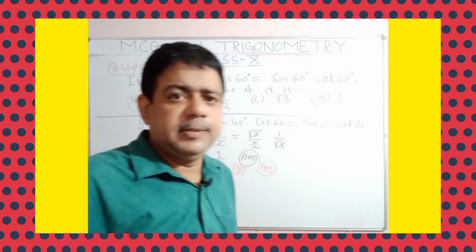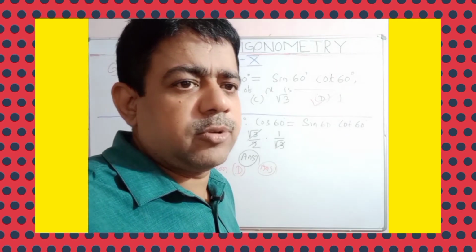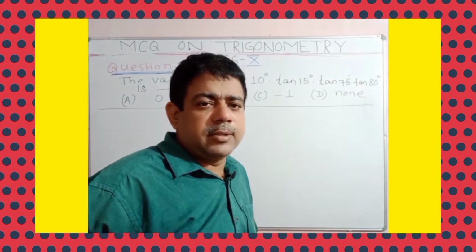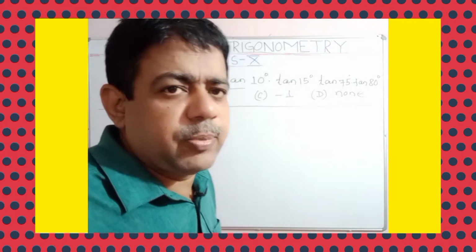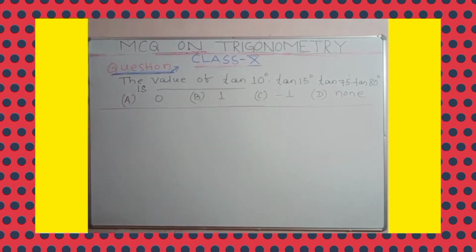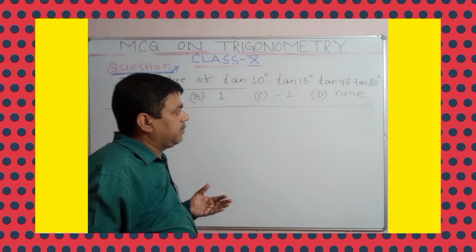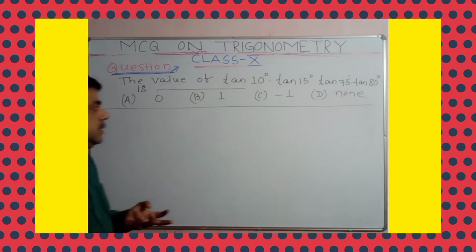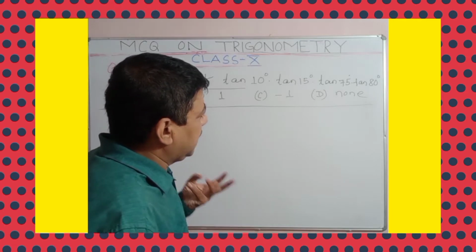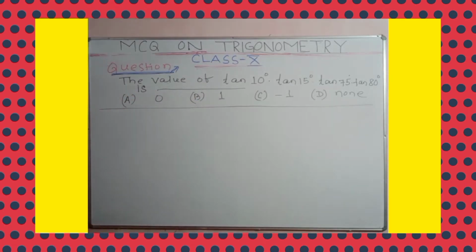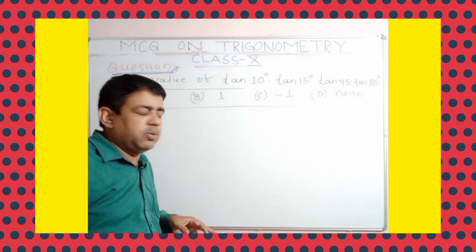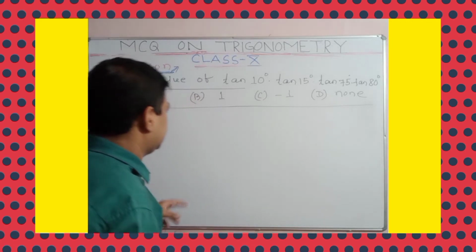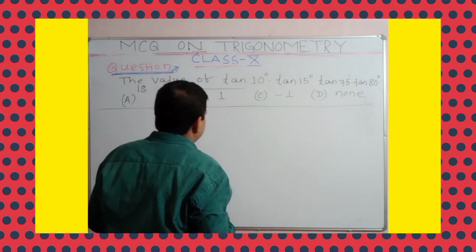Understand? Okay, let us try this type of question. Here, dear students, here I am discussing another simple question for you. Here the value of tan 10 degree into tan 15 degree into tan 75 degree into tan 80 degree is. And here the option A is 0, option B is 1, option C is -1, option D is none of the above. Okay, understand?